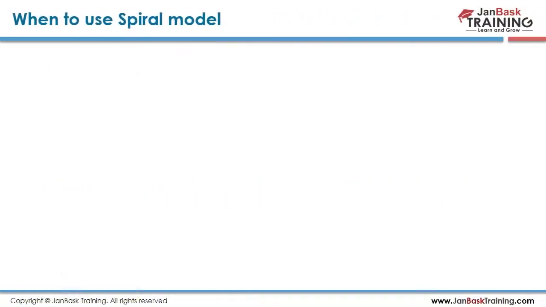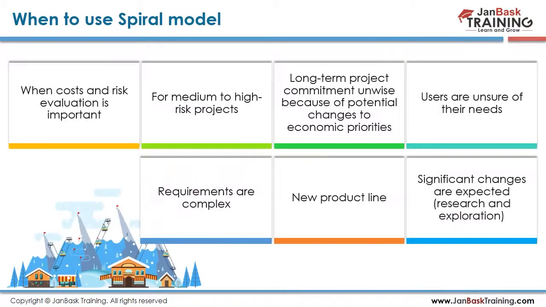In what cases are we using the spiral model? We use it when cost and risk evaluation is important, for medium to high risk projects, and where requirements are complex.